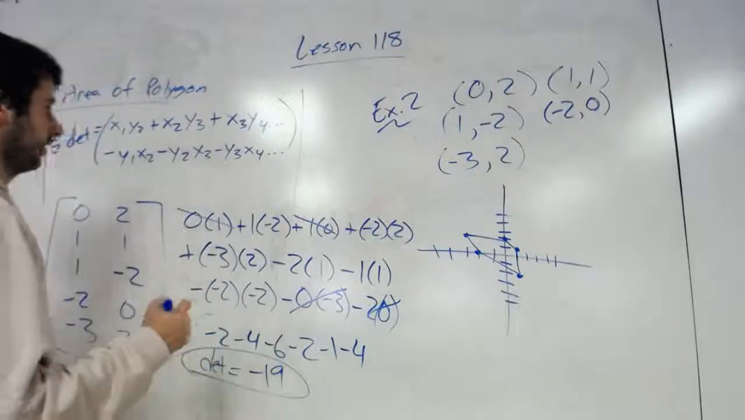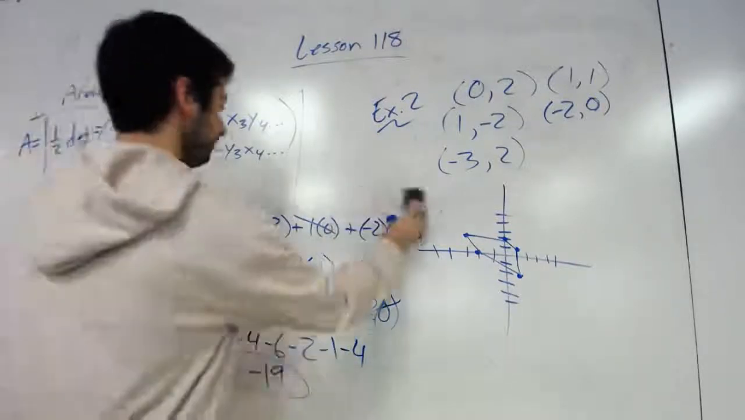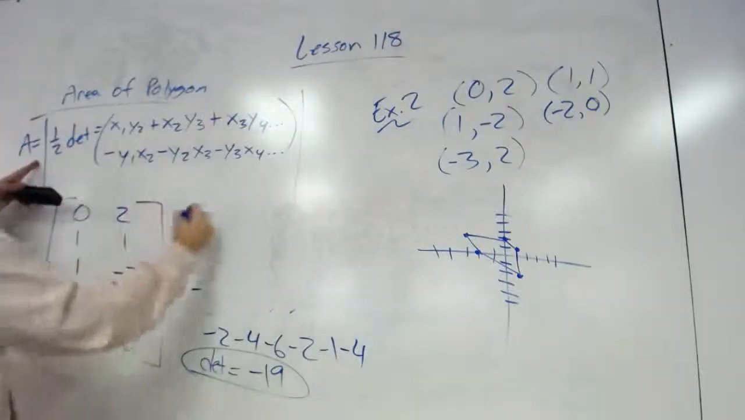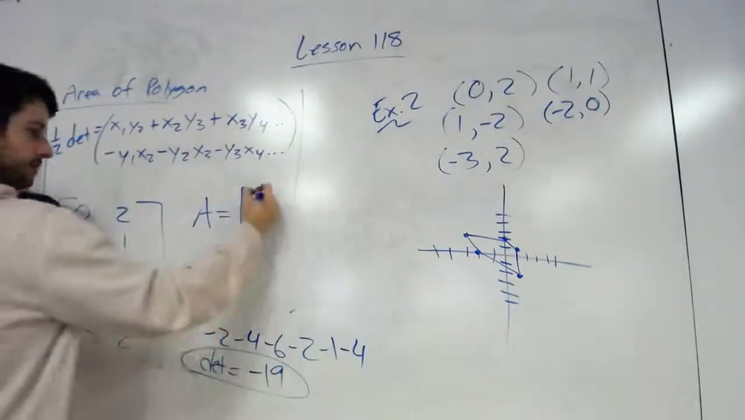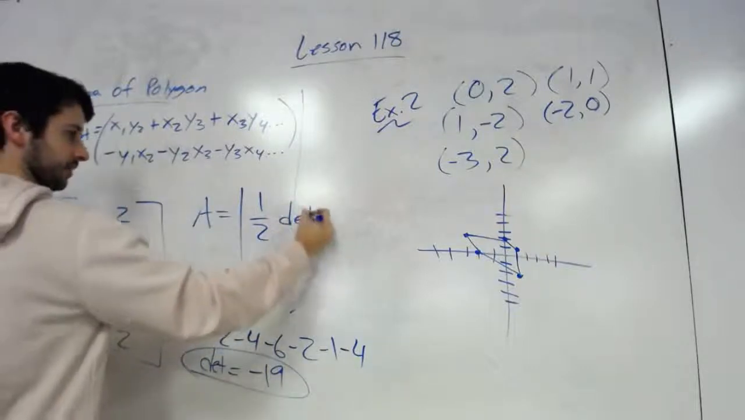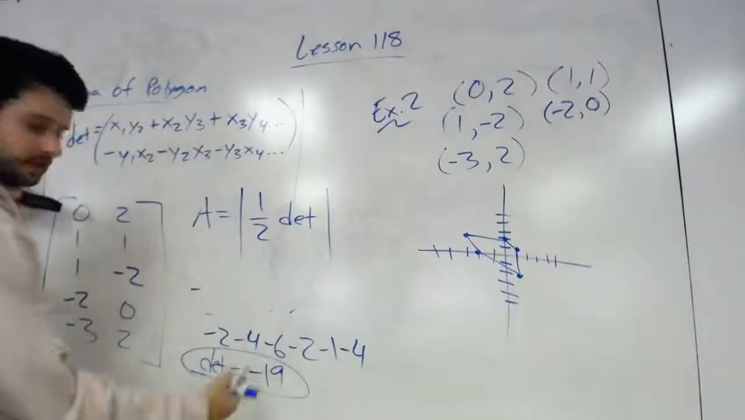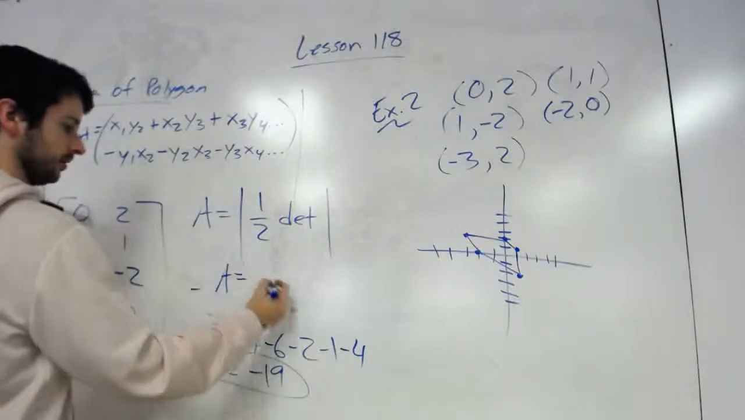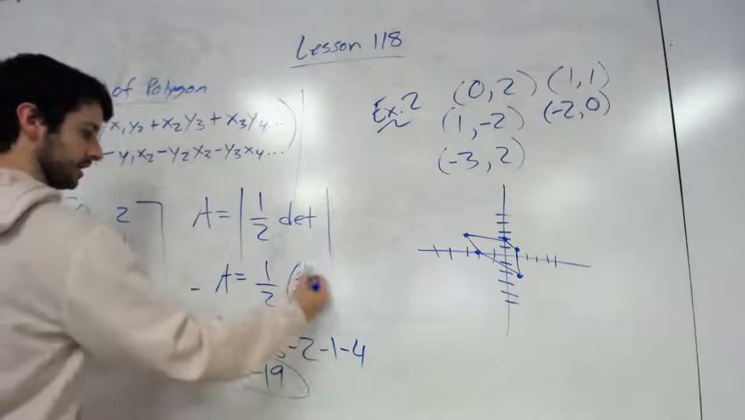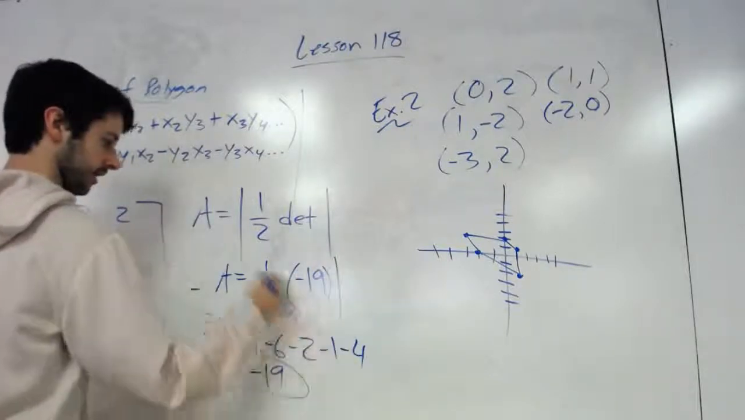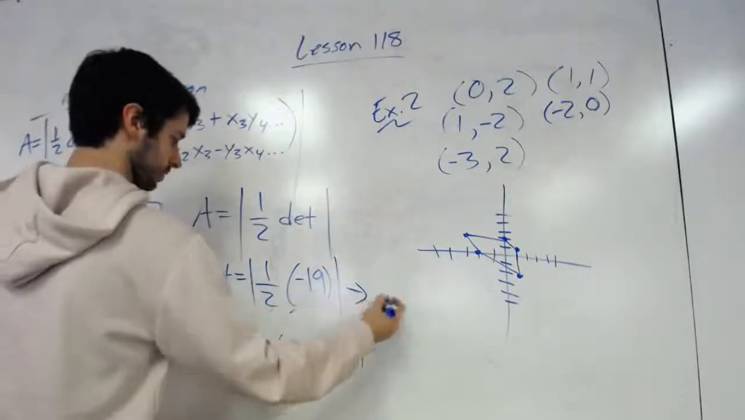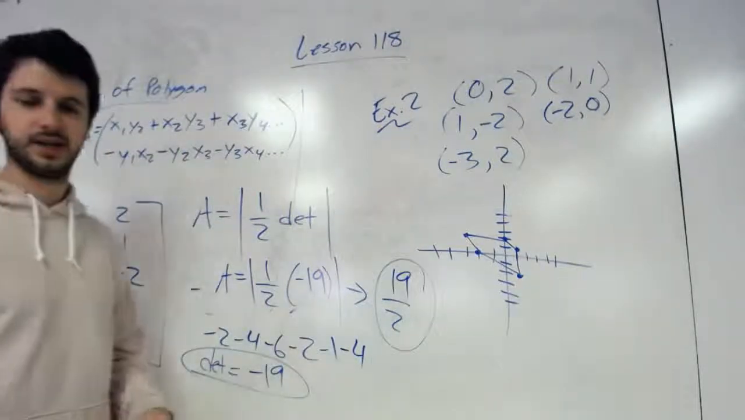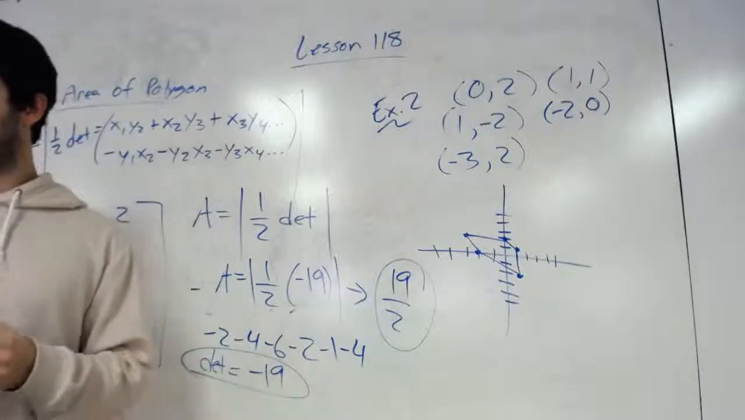Remember, the area formula: the area is the absolute value of 1/2 times the determinant. So I take my determinant of negative 19. So my area equals the absolute value of 1/2 times negative 19, which would end up being 19 over 2. So that is my area. And that's how you solve for the area of a polygon using the determinant.